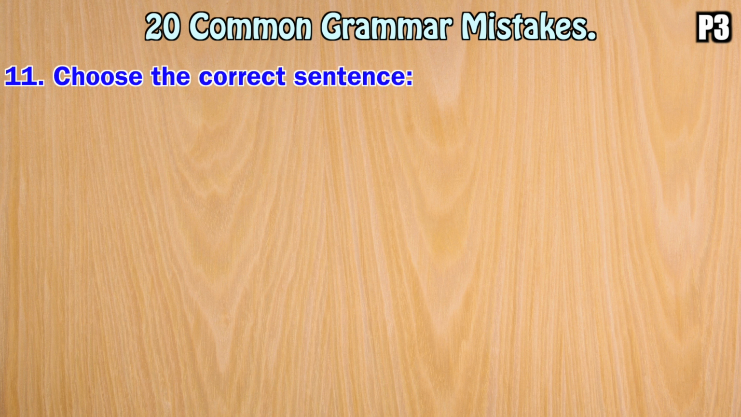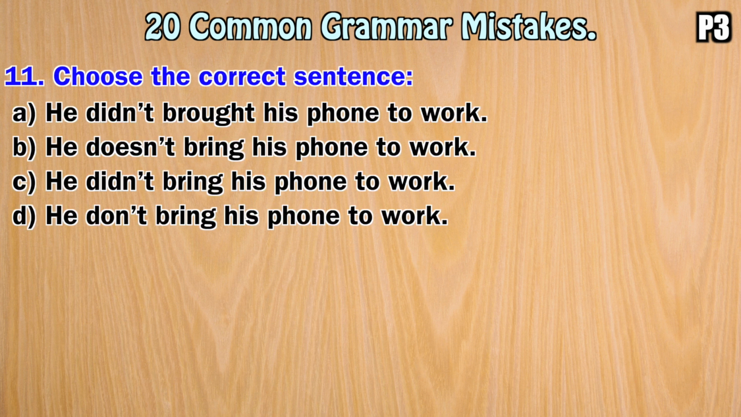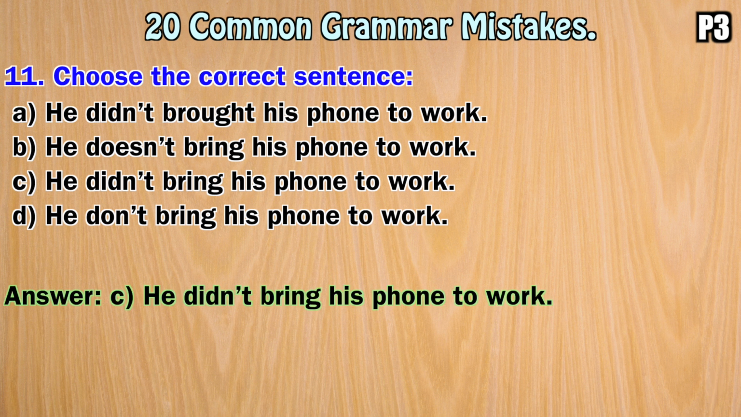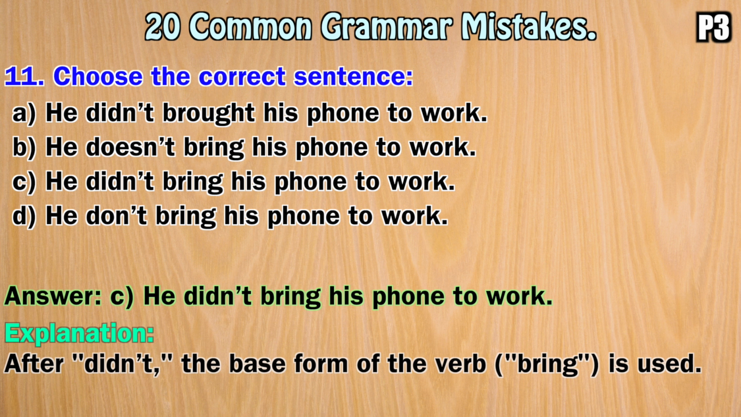11. Choose the correct sentence. A. He didn't brought his phone to work. B. He doesn't bring his phone to work. C. He didn't bring his phone to work. D. He don't bring his phone to work. Answer: C. He didn't bring his phone to work. Explanation: after didn't, the base form of the verb, bring, is used.